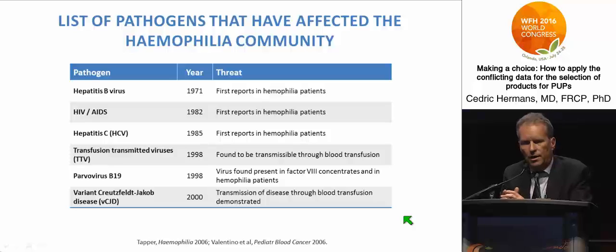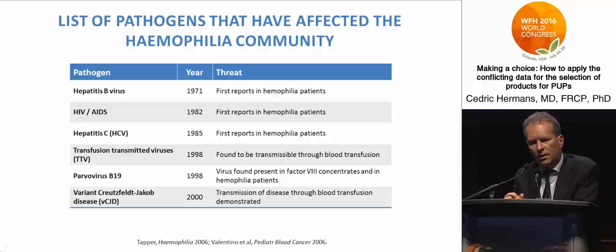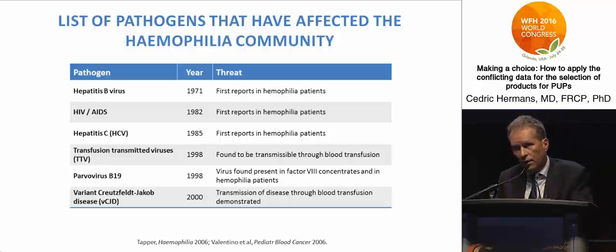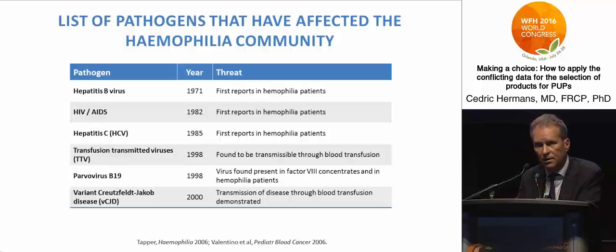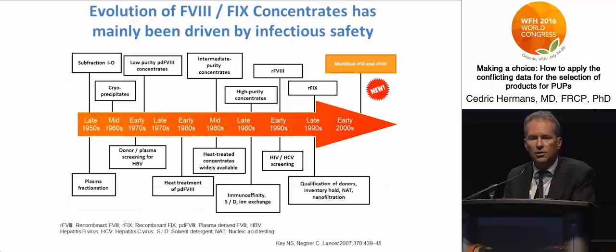This slide summarizes the extensive list of pathogens that have affected the hemophilia community since 1971. Hepatitis B, HIV, hepatitis C, TTV, parvovirus, new variant CJD, and I hope that in the future, but this is also a responsibility, no line should be added to this extensive list. The hemophilia community has paid enough to all these infectious agents.